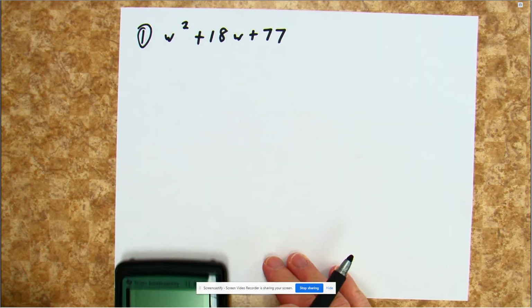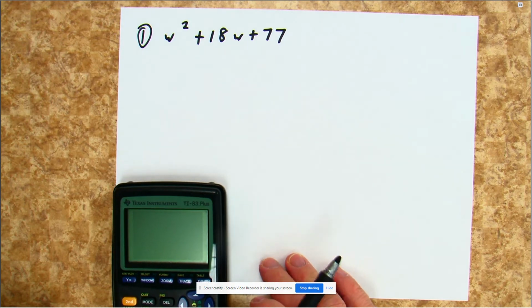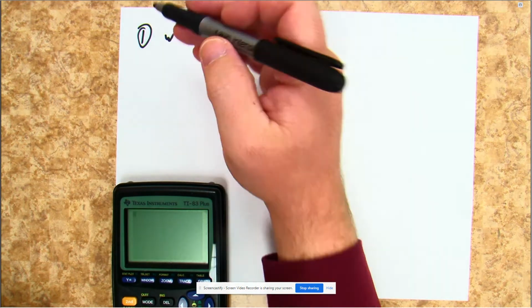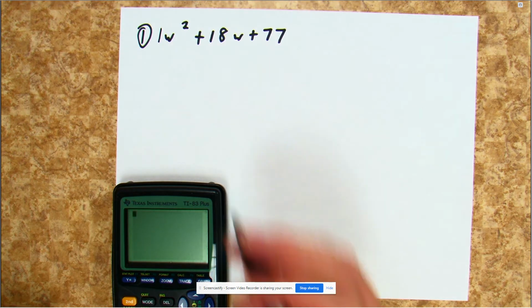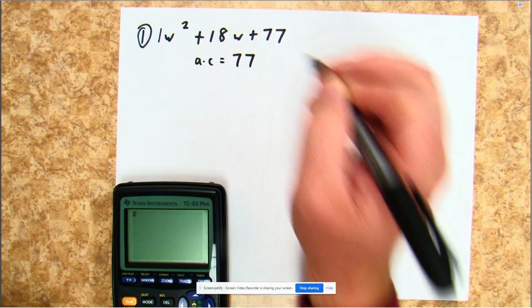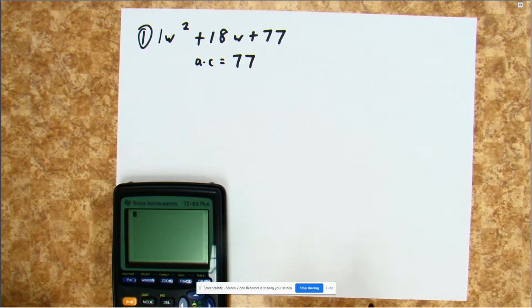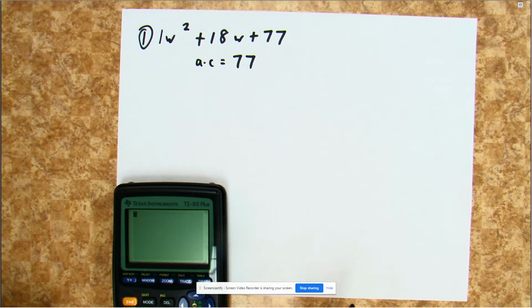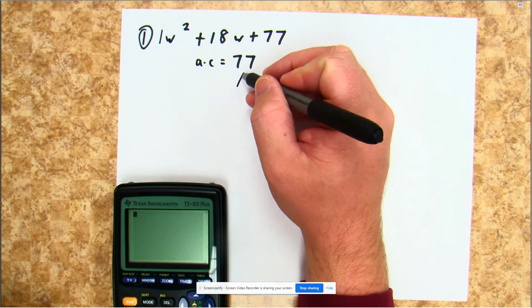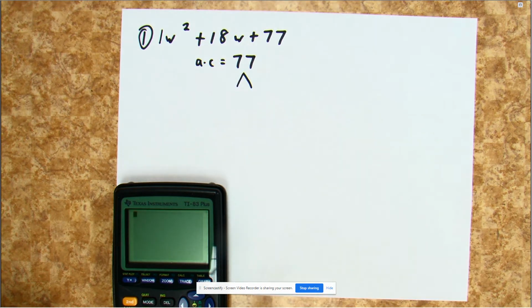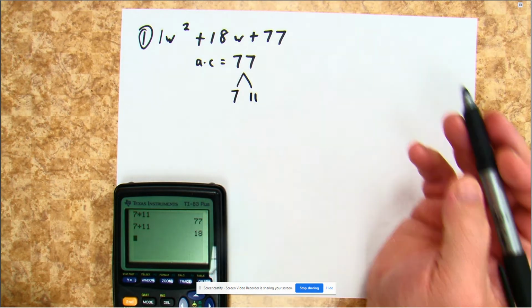So I'm looking at this first problem, and I could go through the Tucker method if I wanted to. There's nothing to solve for, I just have to factor it. A times C here would give me 77. Now, you don't even really need a calculator for this. I'm just going to show you on the calculator how you could have done it. But you're looking for two numbers that multiply to 77 and at the same time add up to 18. Now, in this case, 7 and 11. 7 and 11 multiply to 77, and 7 plus 11 add up to 18. That is why those two numbers work as your magic numbers.